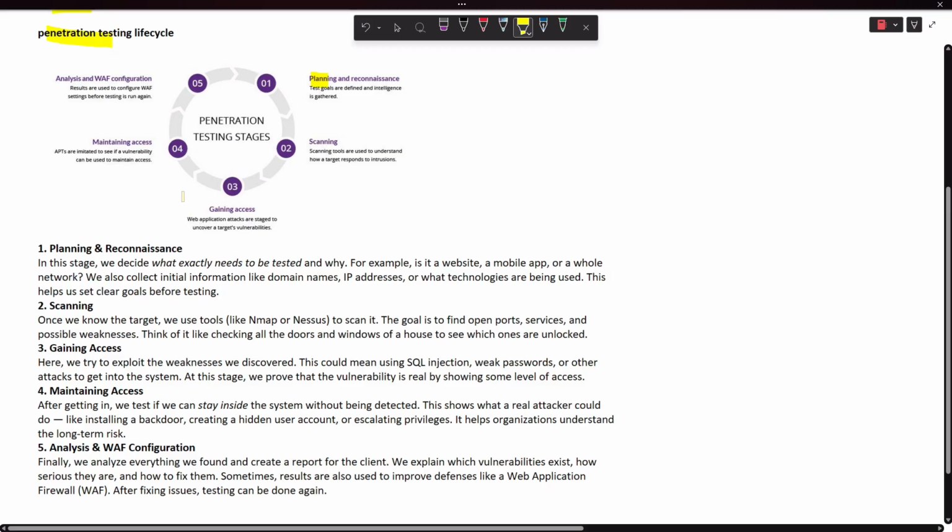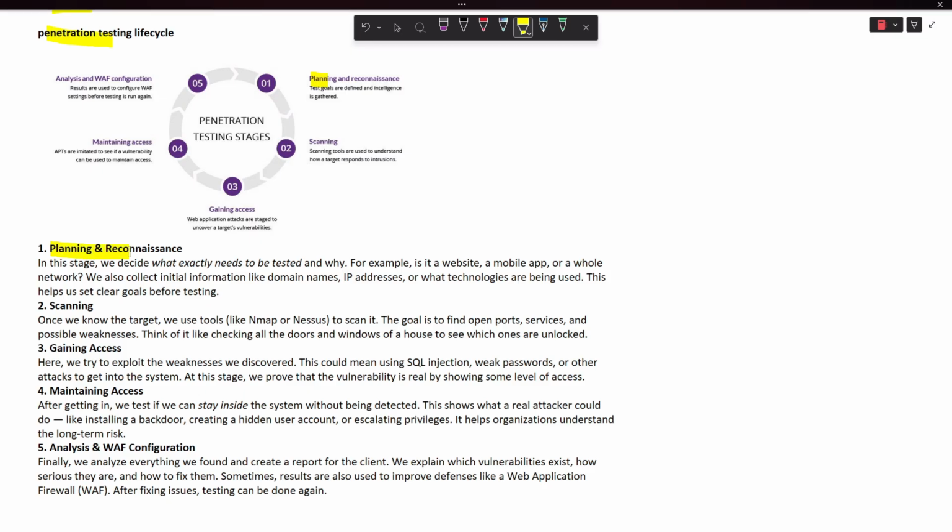The first step of being an ethical hacker or penetration tester is the planning and reconnaissance phase. Now, what is the planning and reconnaissance phase? In this stage, we decide what exactly needs to be tested and why. For example, is it a website or a mobile application or a whole network? We also collect initial information like domain names, IP addresses, or what technologies are being used, that help us set clear goals before testing.